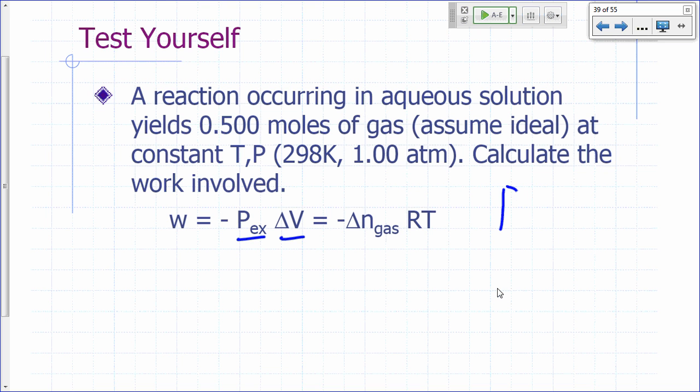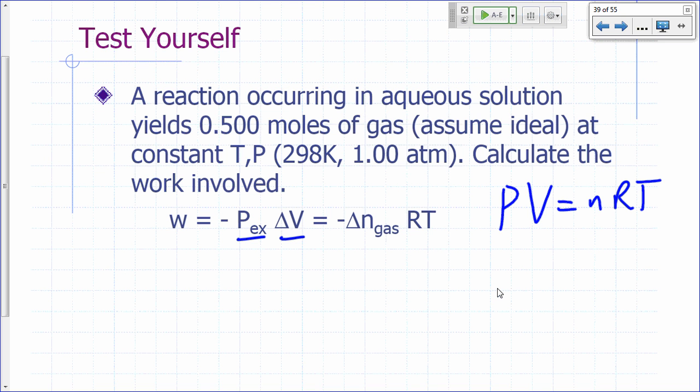If you remember your ideal gas law, PV equals nRT, right? Anytime you have a change in the amount of gas in your sample, there's going to be a major change in the volume. Because if you produce a mole of gas, let's say at STP, what's the volume of a mole of gas at STP? 22.4 liters. That's a big change in volume.